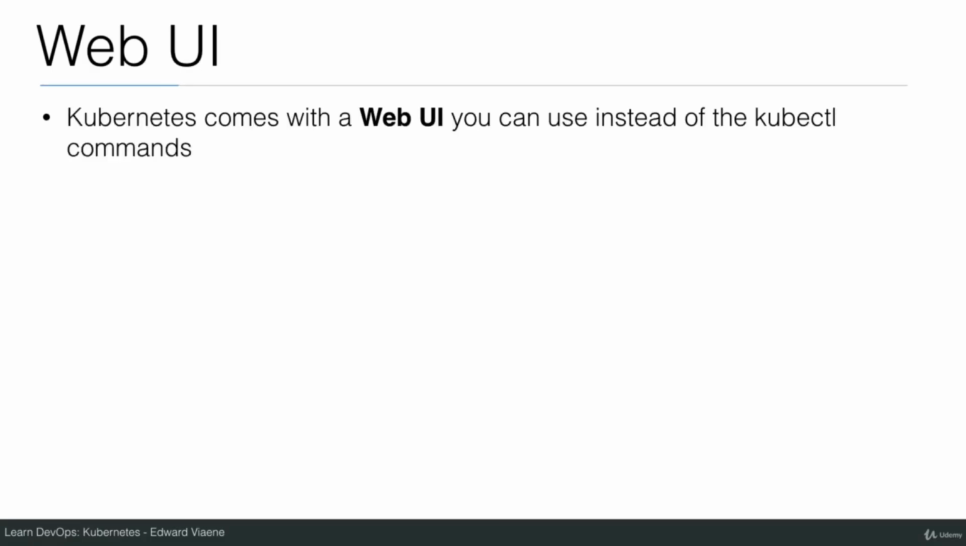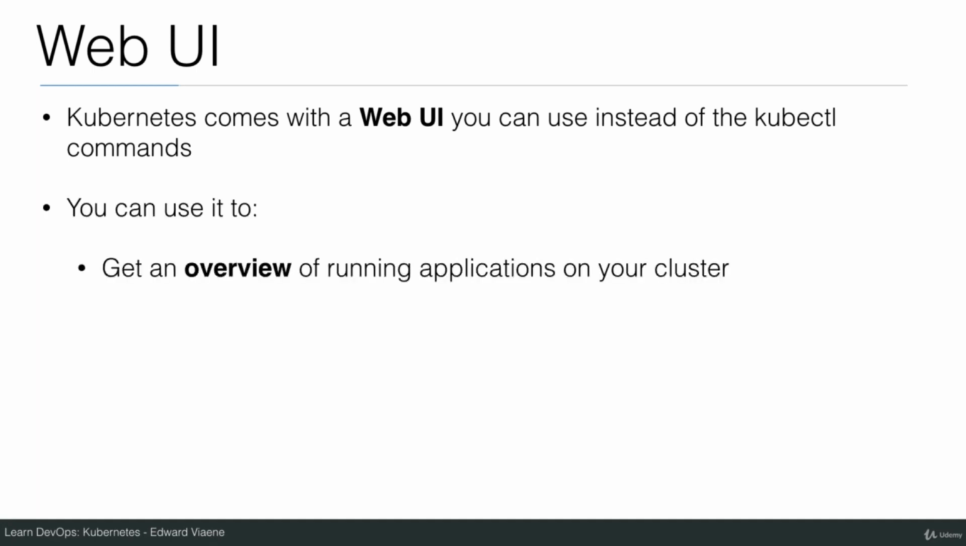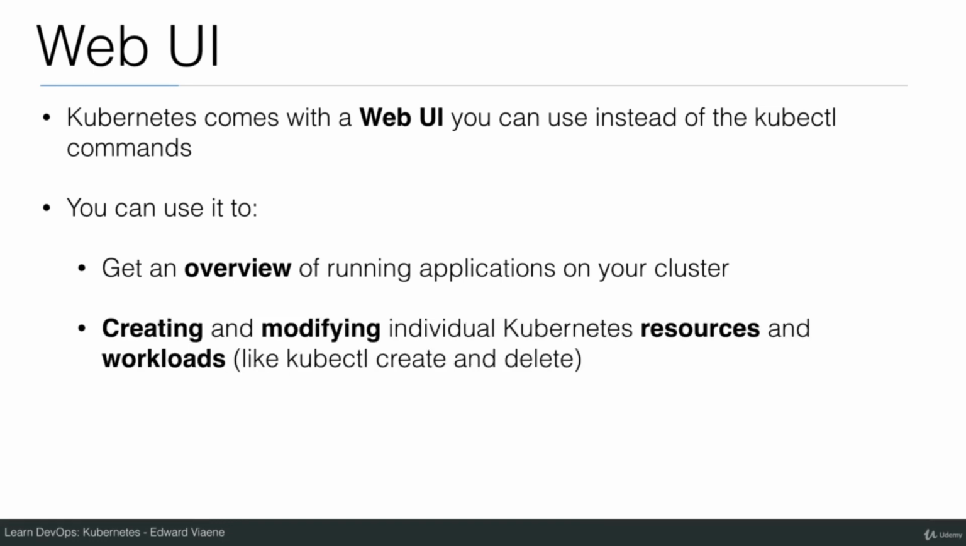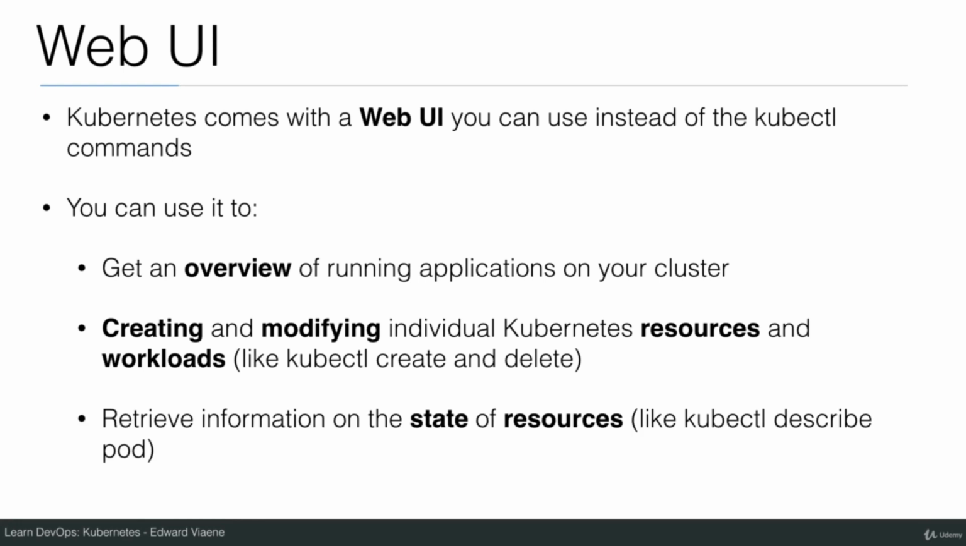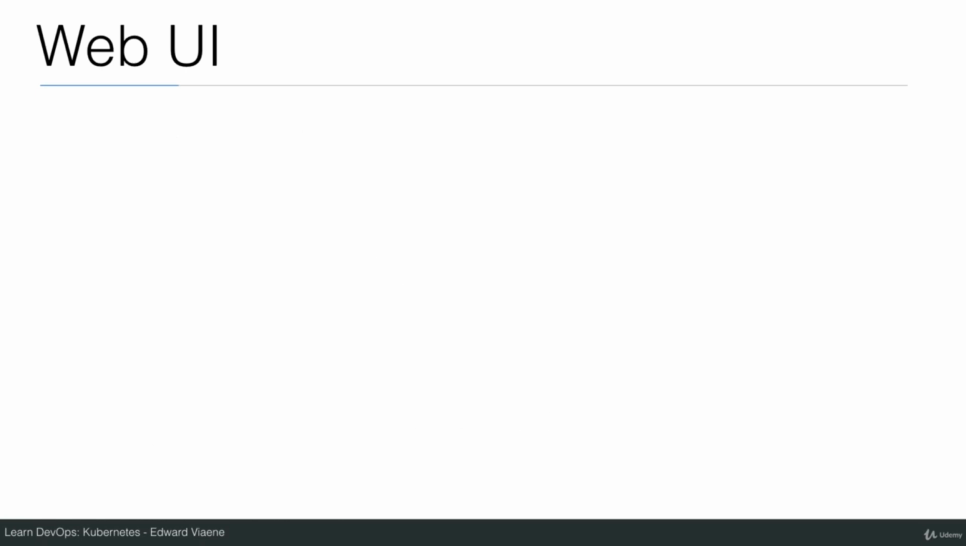Let's talk about the WebUI. Kubernetes comes with a WebUI you can use instead of the kubectl commands. You can use it to get an overview of running applications on your cluster and for creating and modifying individual Kubernetes resources and workloads, like kubectl create and delete. Retrieve information on the state of resources, like when you use the describe pod command or describe deployment.